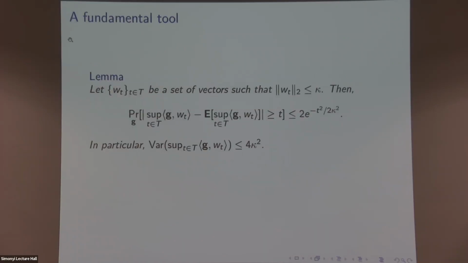This is useful because of this property of Gaussians: whenever I have a set of vectors whose norm is bounded by kappa, then the Gaussian process is highly concentrated around its mean, where the concentration is independent of how many vectors I start out with. So what this is saying is that the sup of the Gaussian process, G inner product with Wt, deviates from its expectation by more than t with probability at most 2 e to the minus tau square over 2 kappa square. This is the concentration.